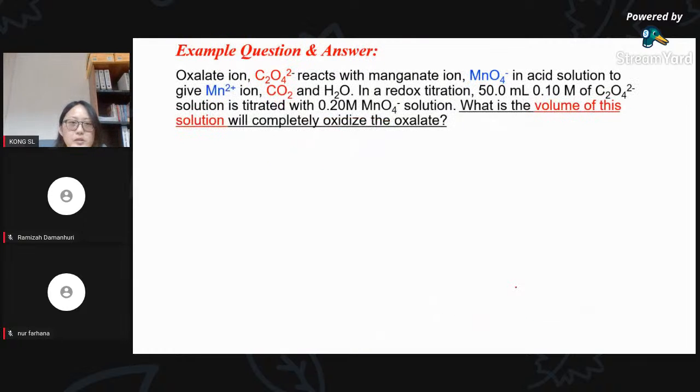Okay, how about this question? This question is a bit tough. I give you around 3 to 5 minutes to answer. Everybody, please take a piece of paper, practice. Try to do this question.